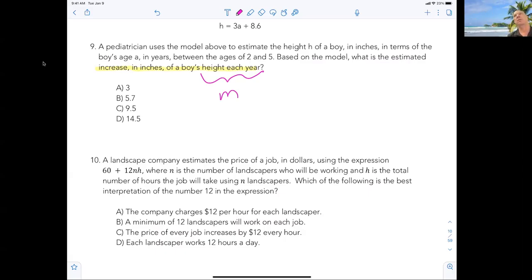All right? Everybody's good. And I always tell kids, if you know that, that's less time on this problem and more time on the harder problems. That's why it's important to know that information. All right, here we go.